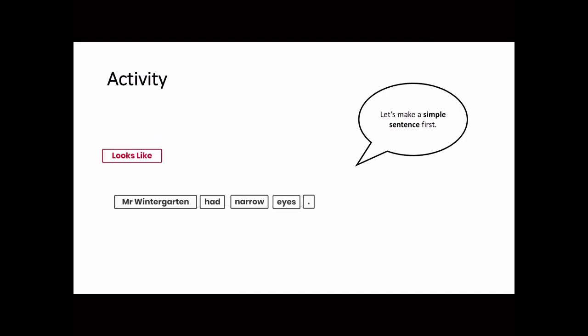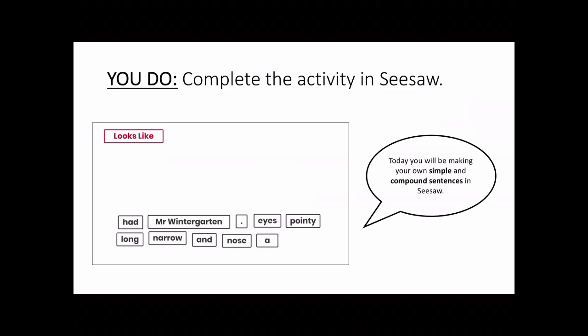Let's make a simple sentence first. Mr. Wintergarten had narrow eyes. We haven't used all of the words, but we have made a simple sentence. Now it's your turn. I wonder if you can make a compound sentence. Complete the activity in Seesaw.